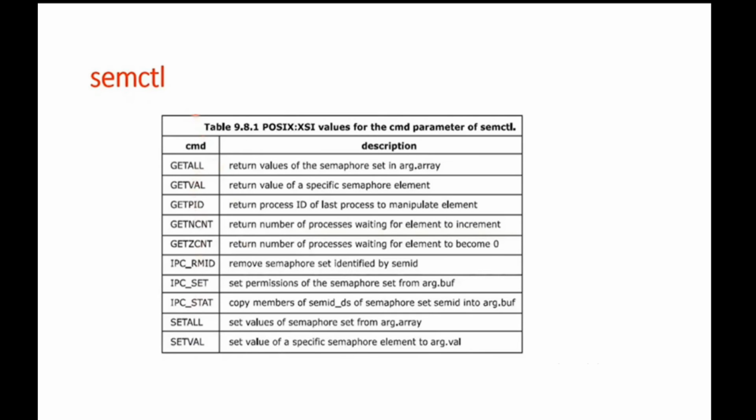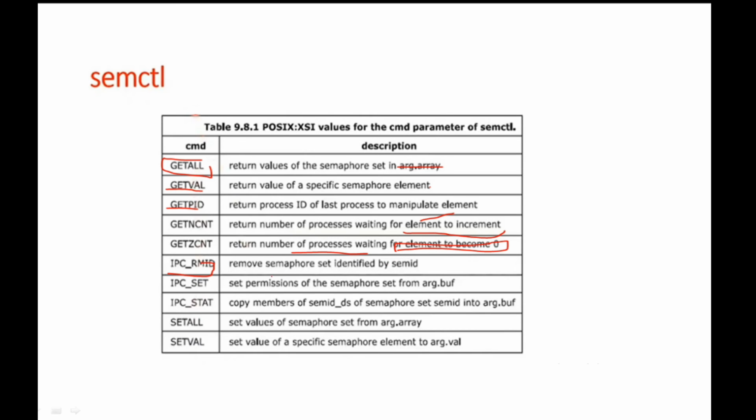So here, the command value for semctl, the first one will be GETALL, return values of the semaphore set in the argument.array. Then GETVAL is there, return the value of specific semaphore element. Then GETPID, return the process ID of the last process to manipulate the element. Then GETNCNT, return the number of processes waiting for the element to increment. Then GETZCNT is there, which is going to return the number of processes which are waiting for the element to become 0, meaning the number of processes which are waiting for that particular resource to become free.